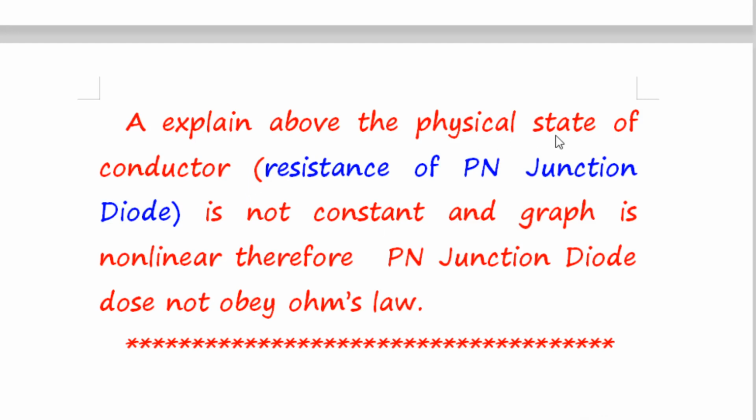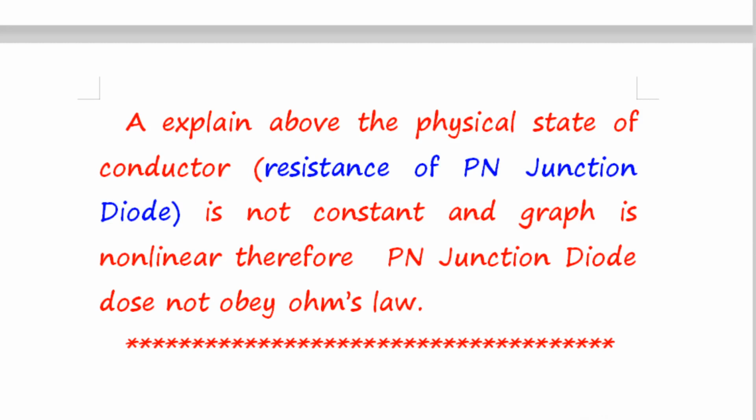As explained above, the physical state of a conductor, meaning the resistance of the PN junction diode, is not constant, because as the applied voltage goes on increasing, the resistance of the PN junction diode goes on decreasing, and the graph is highly non-linear. Therefore, the PN junction diode does not obey Ohm's law, and this is the very simple phenomenon of why a PN junction diode does not obey Ohm's law.